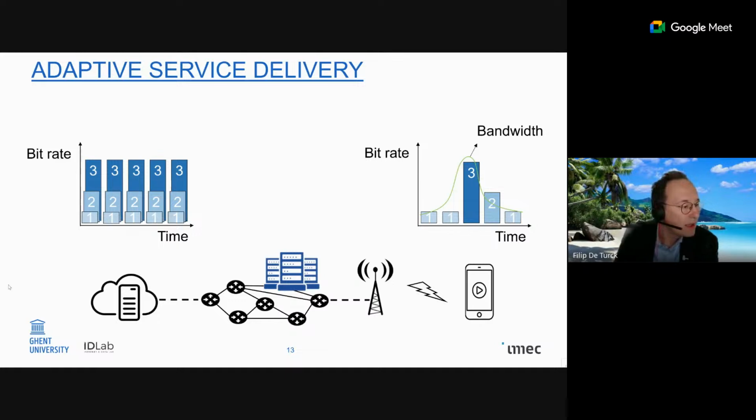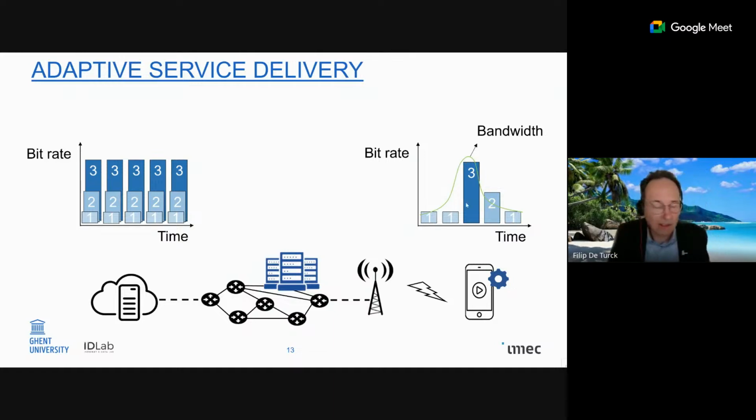Okay, so let me, okay, good. An estimation of the available bandwidth. And there is an algorithm here that calculates which video quality level can be transported efficiently over the network. So based on the estimation of the video quality, as you can see here on the screen, here is the estimation of the available bandwidth.